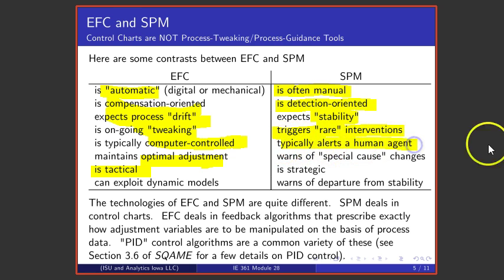Statistical process monitoring alerts a human agent. It warns of special cause changes. And in contrast to engineering feedback control, it's more strategic. It's often not so much down at the nitty gritty of exactly how I should adjust a tool on a lathe, but it's warning that something has gone wrong, and it warns of departures from stability. These are different technologies. EFC deals in feedback algorithms. Statistical process monitoring deals in control charts.